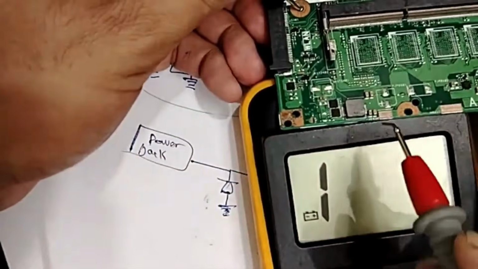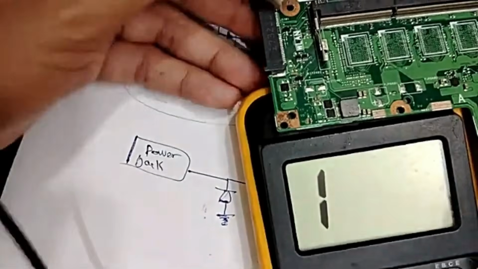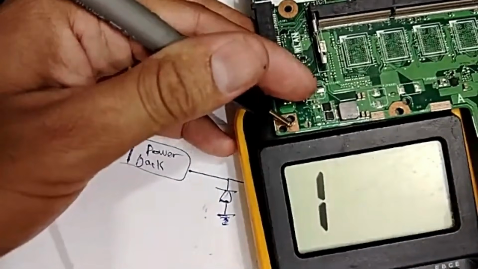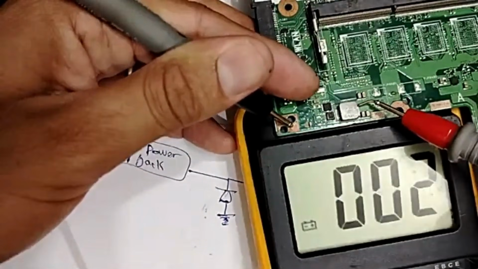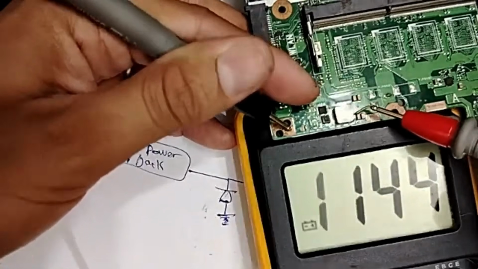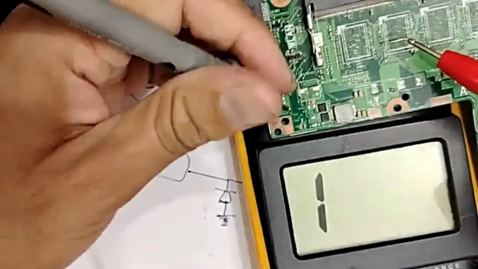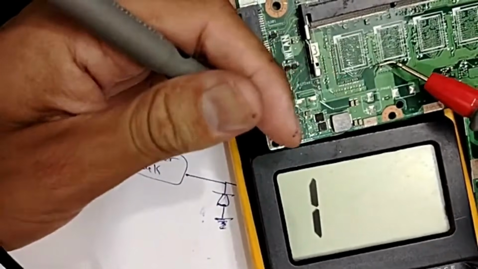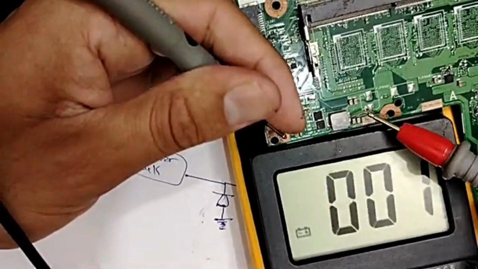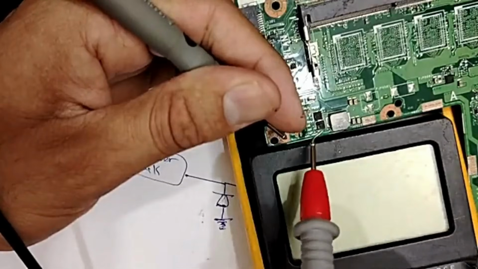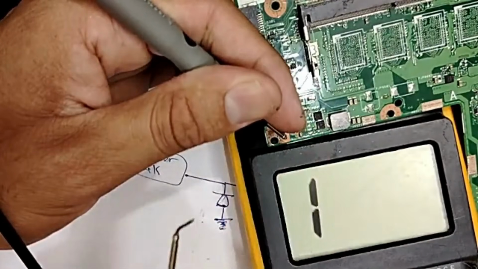Look guys, we find that with the black probe on the ground and the other on the inductor, zero in the multimeter. Let's see, we have one, the inductor is shorted. Let's do it like this. Good. In this side also, same already. One, the inductor is shorted.